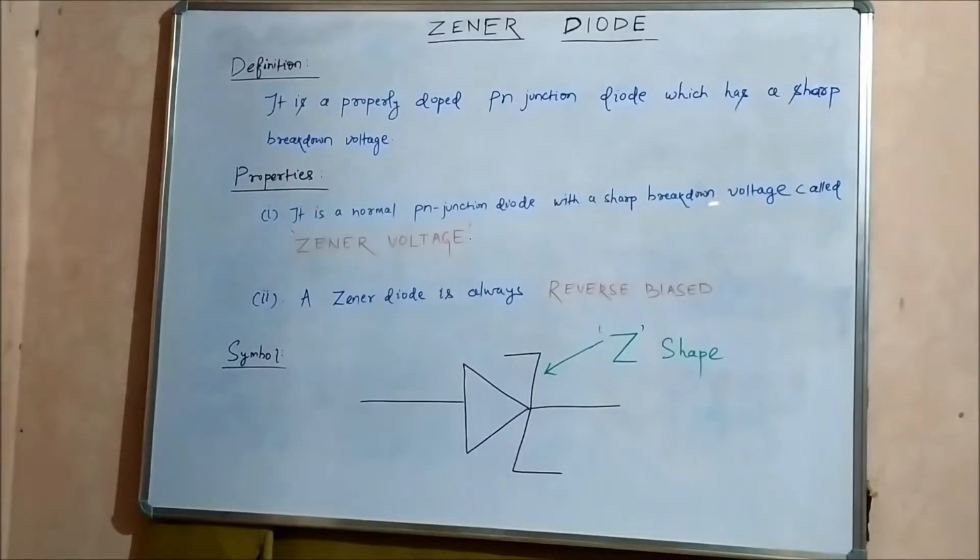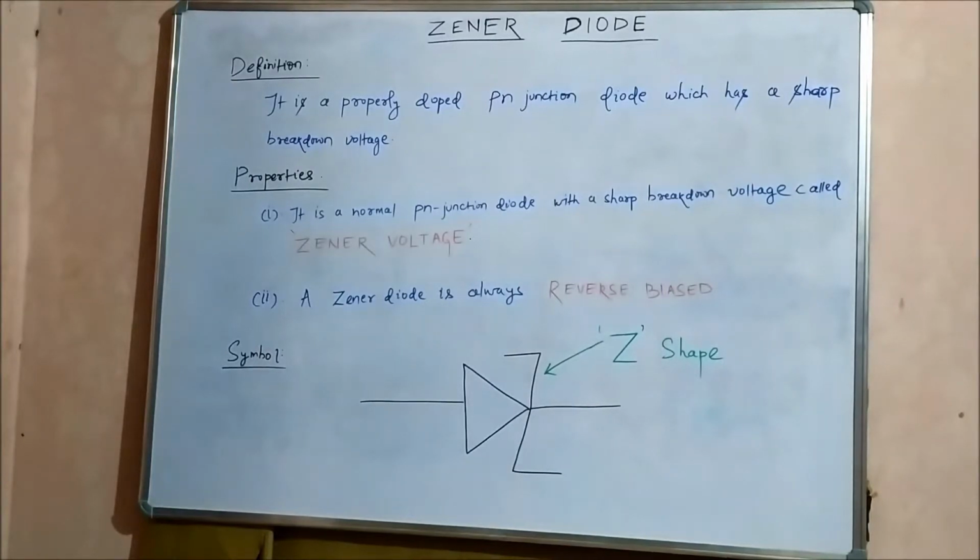Okay, so the first unique property of the Zener diode is that it has a sharp breakdown voltage. Now when the term breakdown comes, you must understand that it is in some way related to reverse bias mode of operation, because breakdown of a diode can only occur when it is connected in reverse bias mode. So the second unique property of Zener diode is that it is always connected in reverse biased mode. A Zener diode is always reverse biased.